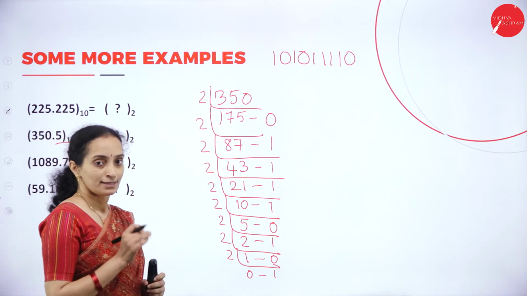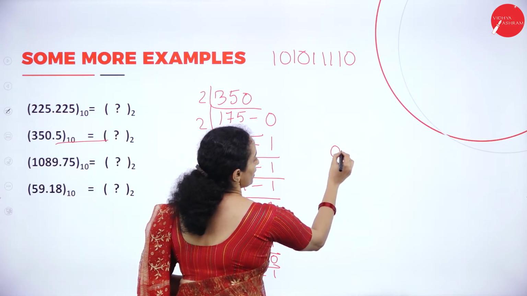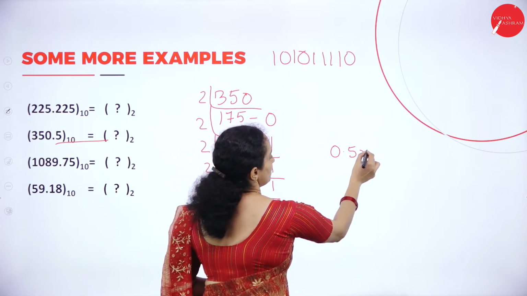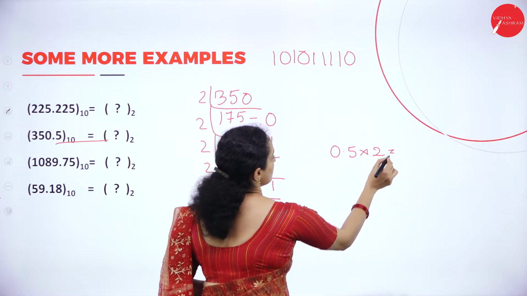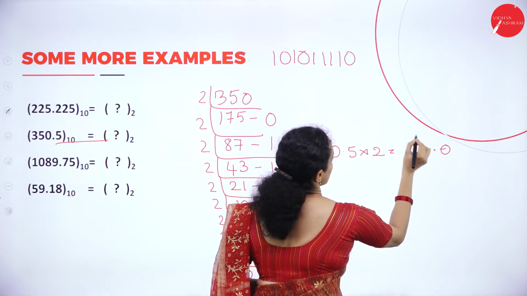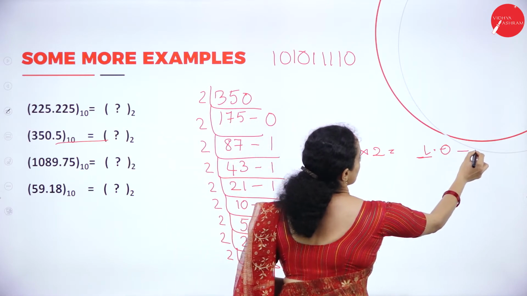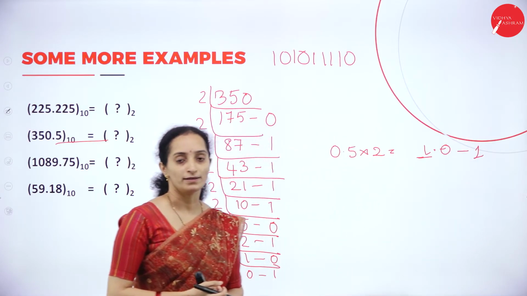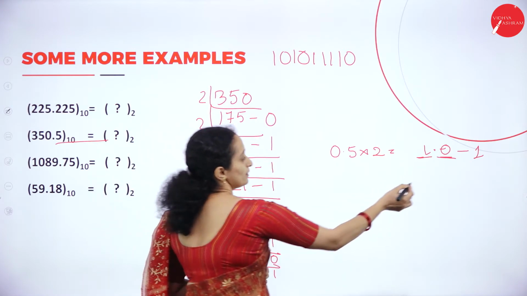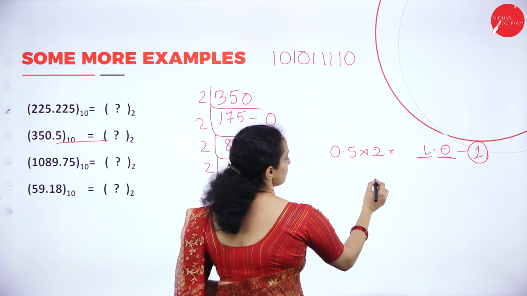Now, about the fractional part, we have 0.5. Multiply it with 2, you will get 1.0, where integer part 1 will be considered. So, it has attained 0 here. The value that can be represented is 1. So, it will be 1.